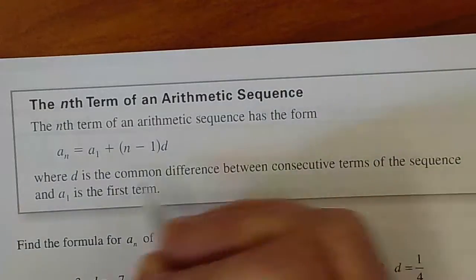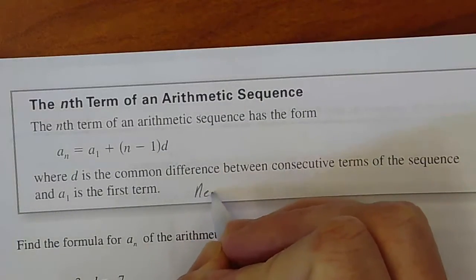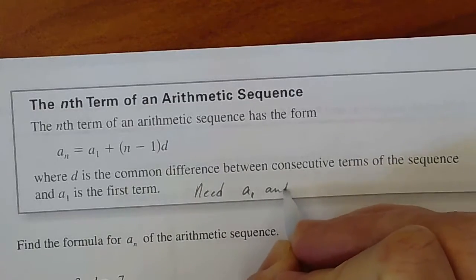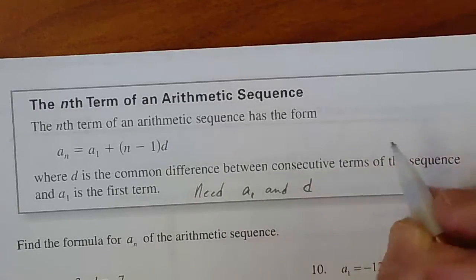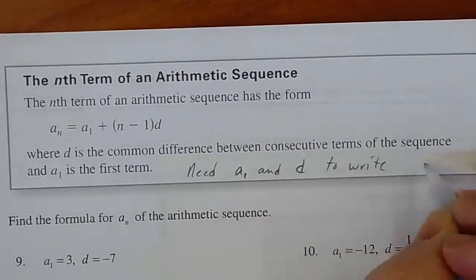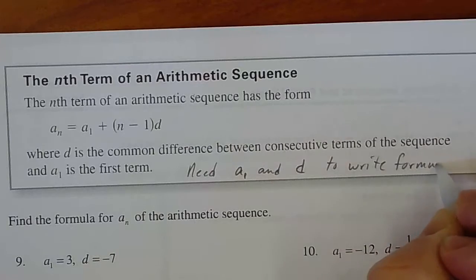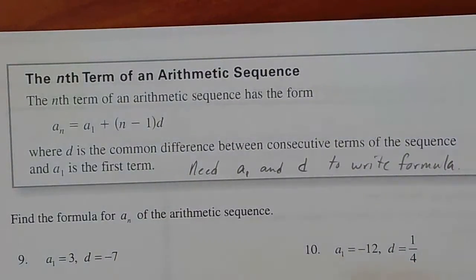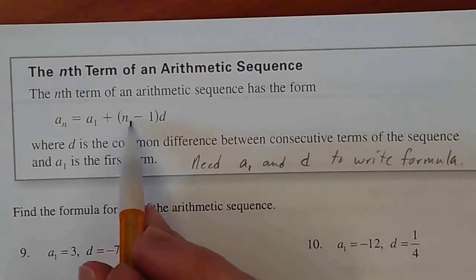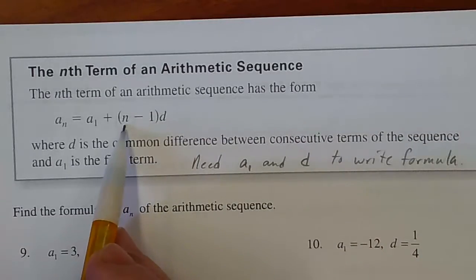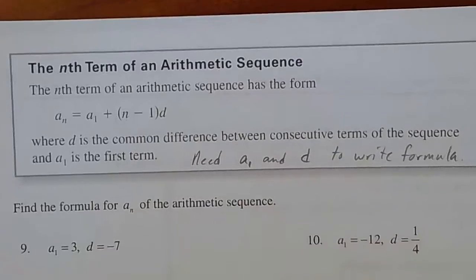Okay, so in order to write a formula, just make sure we know what you need. You need the first term, or A1, and the common difference, D, to write the formula. So 2 things that are needed: A1 and the common difference. You keep N the variable because that's what you plug in. If you want to find the 100th term or 25th term, you plug it in there. So N stays as a variable.